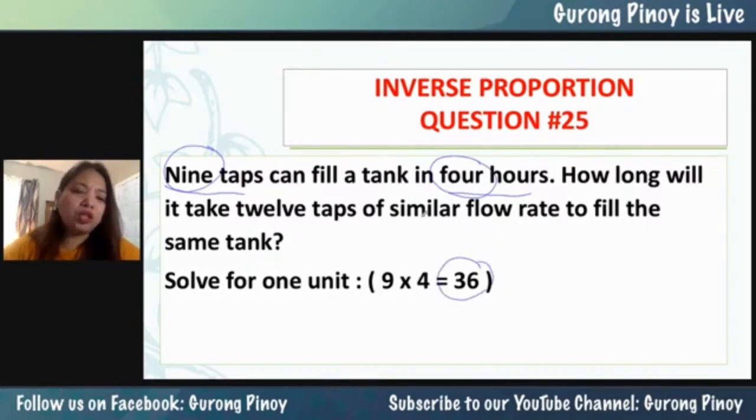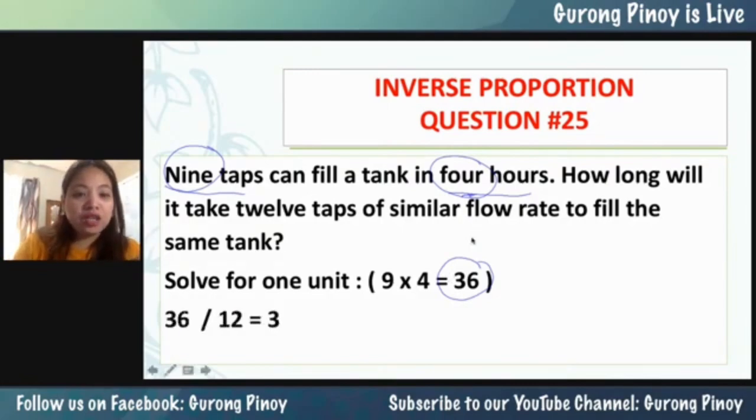What do you mean by total for 1 unit? Kung merong isang tap, 36 hours na yun mapupuno yung tank. Okay? Kung may isang oras, kailangan ng 36 taps para mapuno yun. Okay? Para mapuno yun. So, ganun po siya. Na-solve na natin yung per unit. Now, just divide it by 12, you will get 3. Okay? Very good.